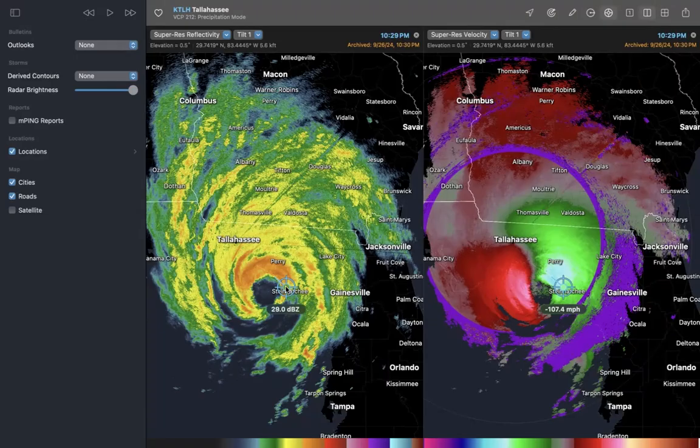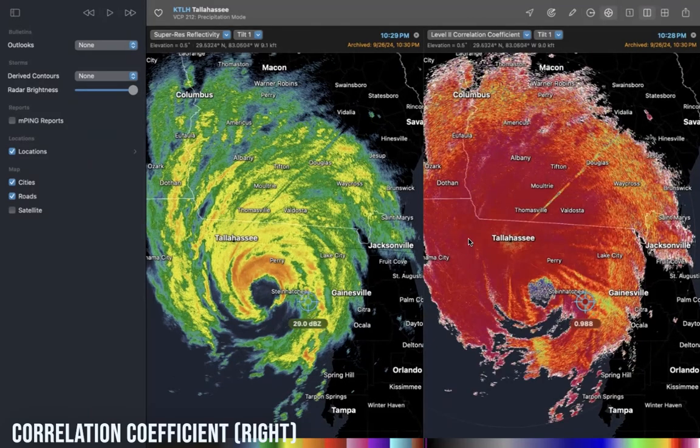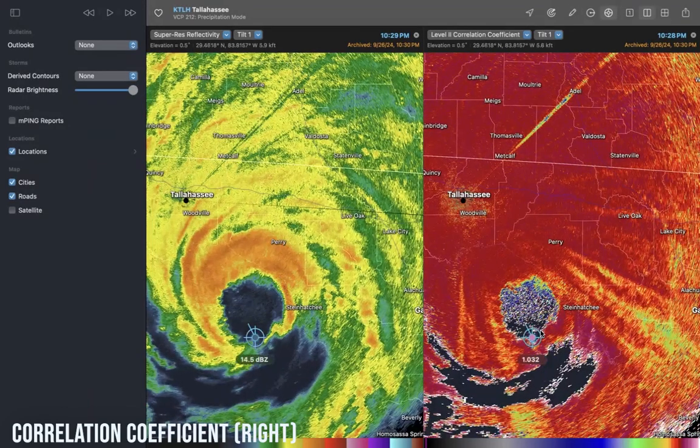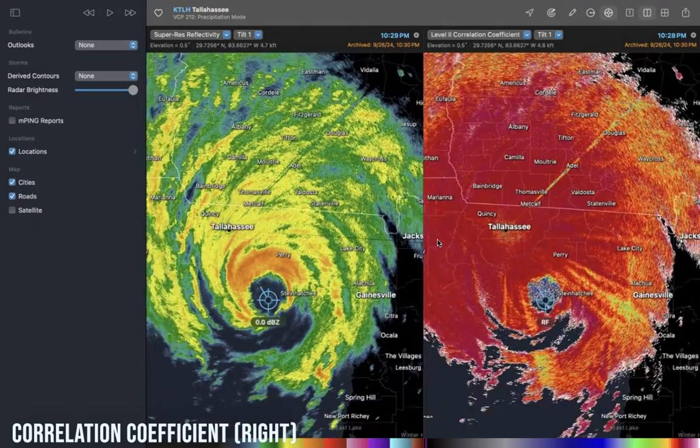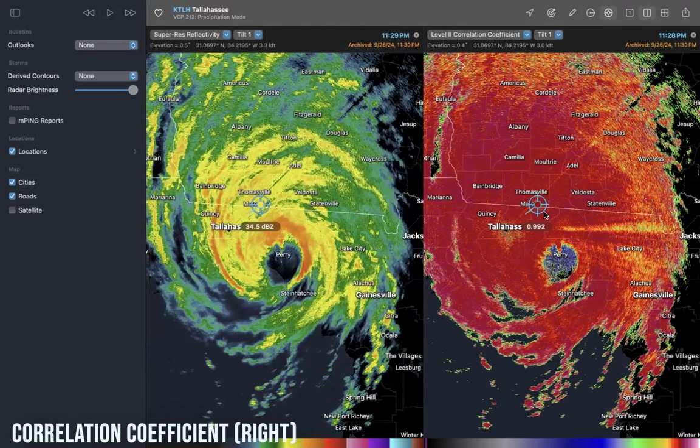Now let's take some time to explore some of the biological phenomena that happen inside of Helene, and we can do this by looking at the correlation coefficient. The correlation coefficient measures how similar the radar targets are. If it's high, that means raindrops, and low values could indicate debris or biological matter. If you look inside of Helene's calm eye, we're seeing low CC values, indicating that there are likely thousands of birds trapped in the eye. I'll go forward a little bit in time, and we can see.